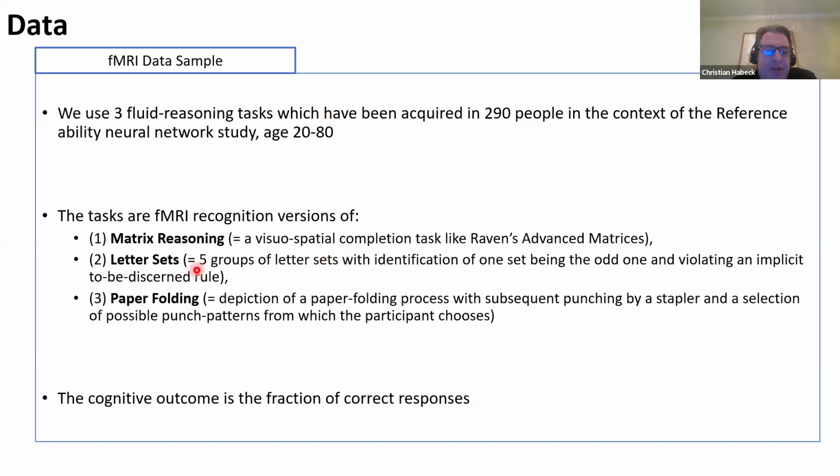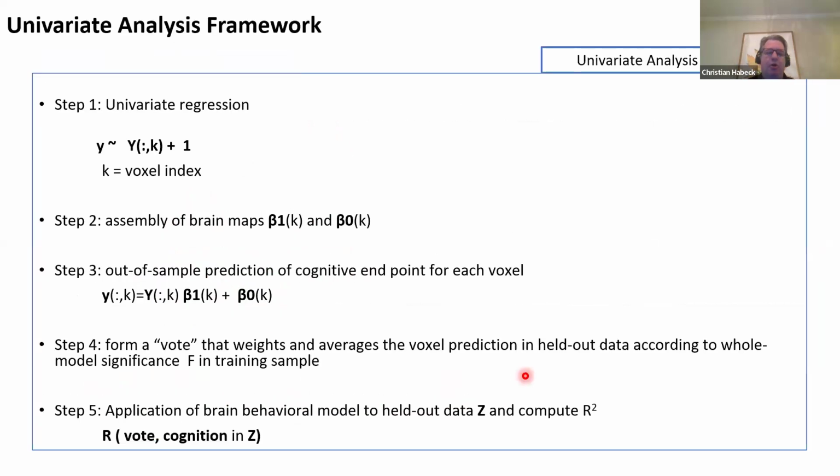So we're assuming that the cognitive process underlying this is the same. So we stack or concatenate them. And the cognitive outcome, again, is the fraction of correct responses. So we do our usual scale subprofile model technique, which works very well. I've explained it already, but we also want to compare it to univariate regression.